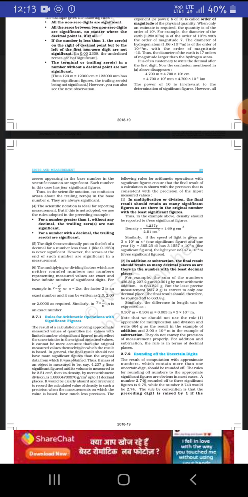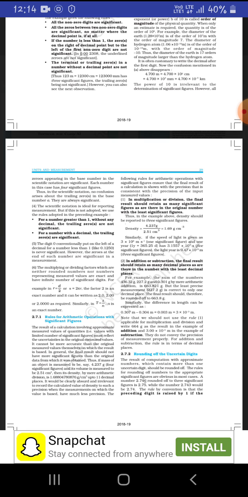So like that only, rules of arithmetic operations with significant figures. The first rule is: in multiplication or division, the final result should retain as many significant figures as the original number with the fewest significant figures. For example, the density they have given, we should divide it and keep that many significant figures.